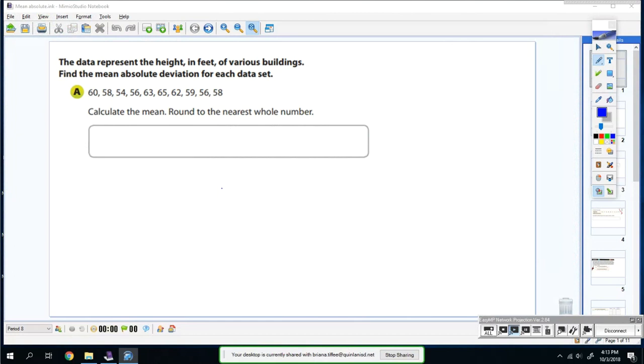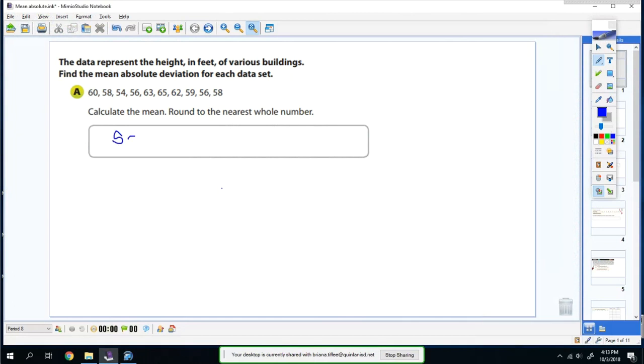So 591 is not your mean, but is a number that you divide. Since there's 10 numbers, you'll divide it by 10, which is 59.1. It says round to the nearest whole number, so round to the nearest whole number would be 59. So that's my mean.